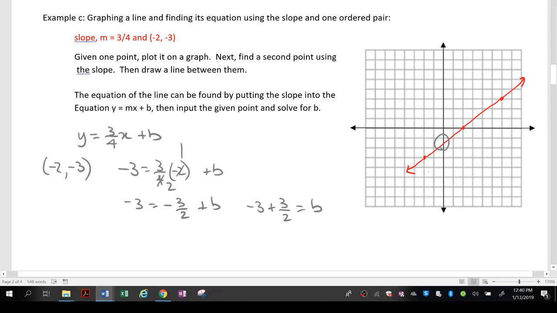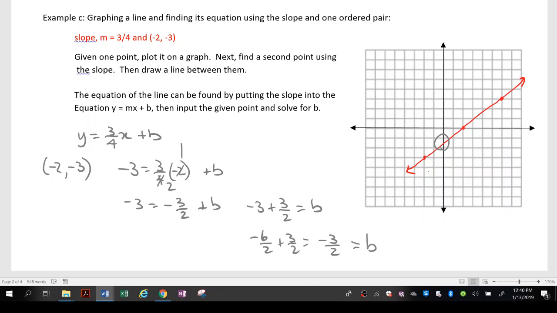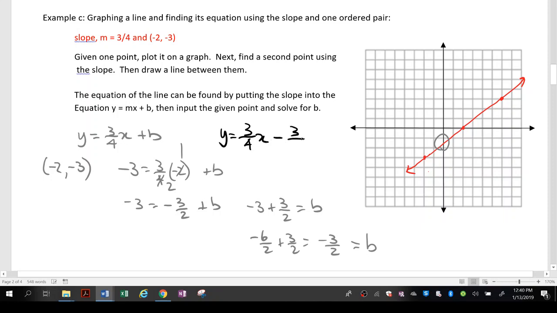We can find a common denominator and reduce this. So this gives us -6 over 2 plus 3 over 2, which is -3 over 2, or -1.5 is equal to b. Now we can put that into our equation here to give us y equal to 3 over 4x minus 3 over 2. And that is the equation for this line there.